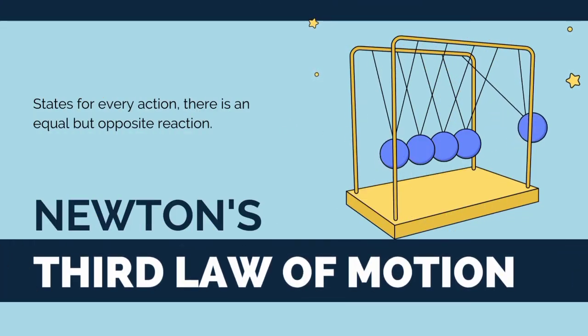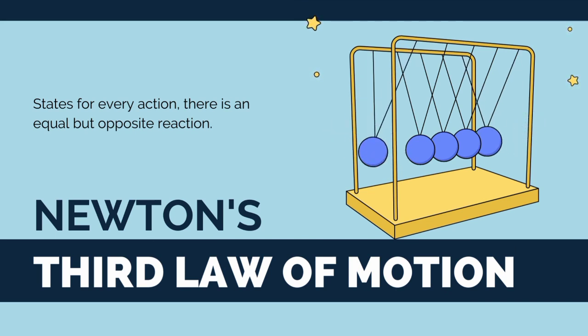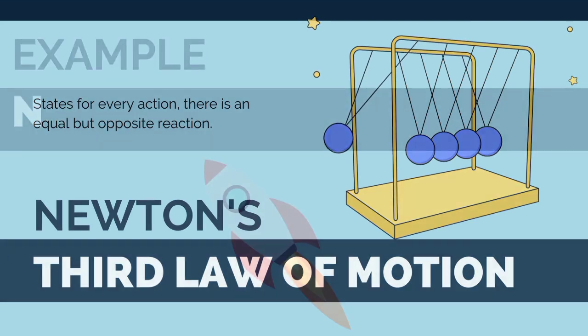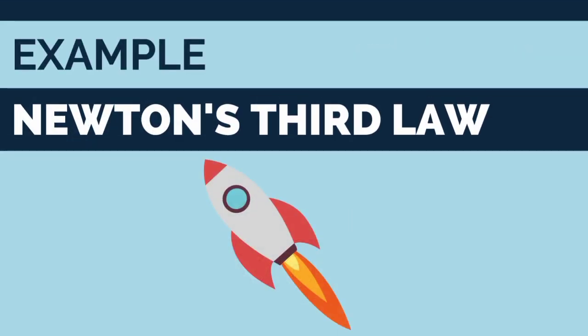Newton's third law of motion states for every action, there is an equal but opposite reaction. An example of Newton's third law is a rocket launch. When a rocket is launched, hot gas is emitted from the combustion. The emission causes a reaction force to arise in the rocket, namely a force that lifts and accelerates the rocket. This incident is an illustration of Newton's third law.